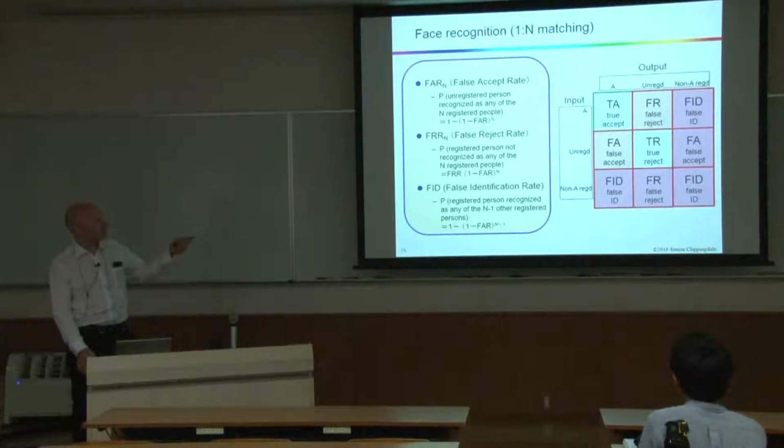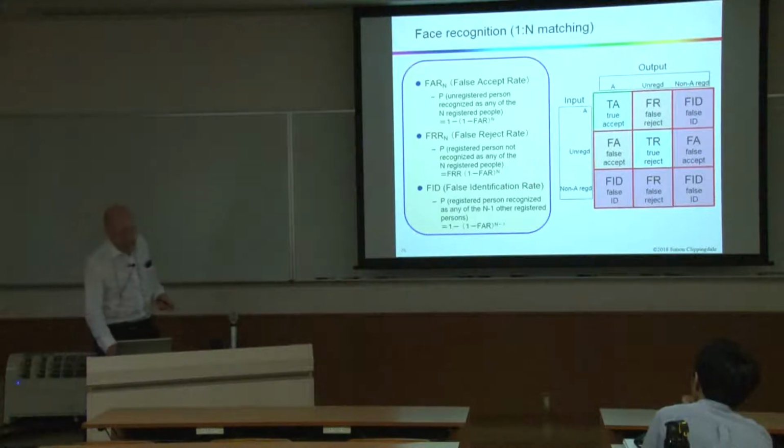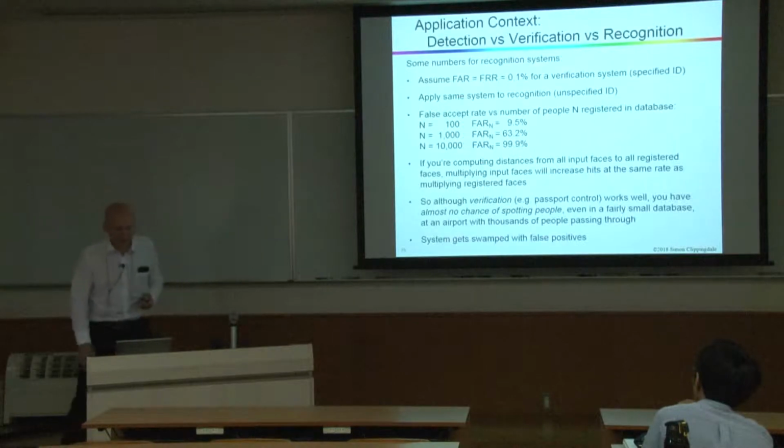False reject rate similarly is the probability that a registered person isn't recognized as one of the n registered people. Again, you can express that in terms of the similar parameters for a one-to-one matching system like this. This is a new one. This is where some registered person gets misrecognized as one of the other registered people. And again, in terms of the false accept rate from a verification system, it looks like this. And the implications of having this n now appearing are profound.